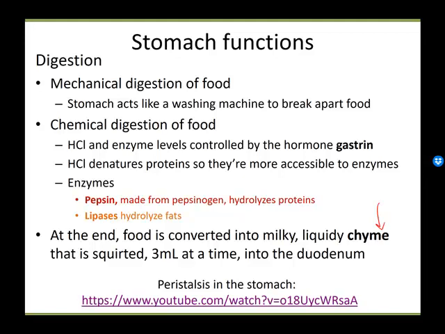Notice here that we are breaking down molecules, but we are not moving them into the bloodstream here. We're not doing any absorption of these molecules. Not yet.